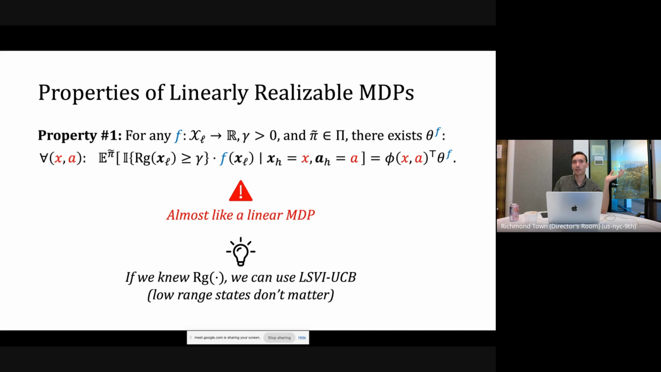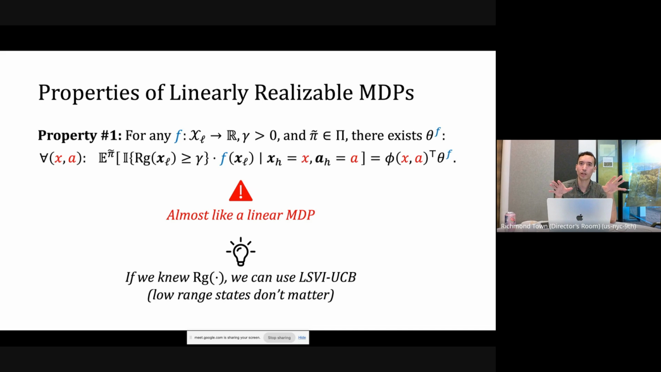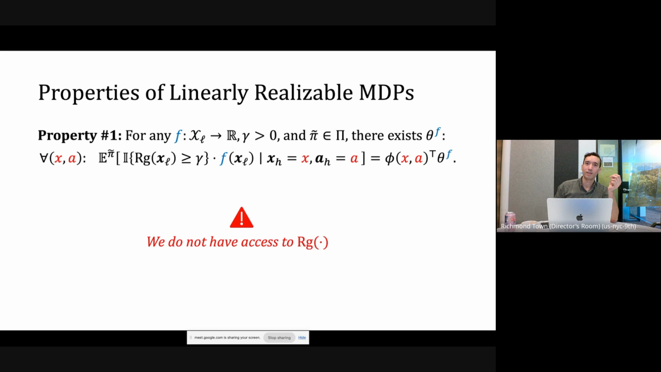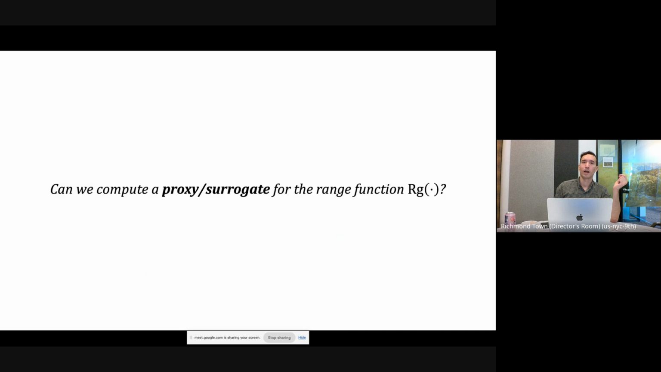So here's an idea. If somehow you're given this range of states, what you can do is apply LSVI-UCB, which is an algorithm for linear MDP, almost as is, but whenever you have a function, just multiply it by this indicator for the range to be greater than nu, and basically you will be done. Because a couple of slides ago, I also showed you that it doesn't matter what policies do on low range states, so you can safely ignore them. The issue is that we don't have access to this range of states. And so the natural question here is, can we build some sort of proxy or surrogate for this range of states?